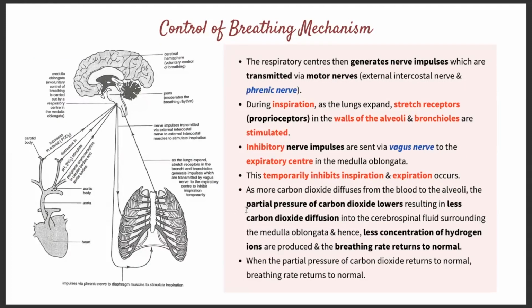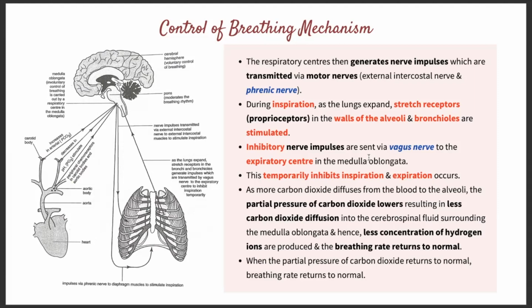Okay, so this is the control of the breathing mechanism. These respiratory centers then generate nerve impulses which are transmitted via the motor nerves, especially the phrenic nerve. During inspiration, the lungs expand, and the stretch receptors, the proprioceptors in the walls of the alveoli and bronchioles, are stimulated. After the person has inhaled air, inhibitory nerve impulses are sent via the vagus nerve to the expiratory center in the medulla oblongata, and this temporarily inhibits inspiration, and hence the person will breathe out. Hence expiration will occur.